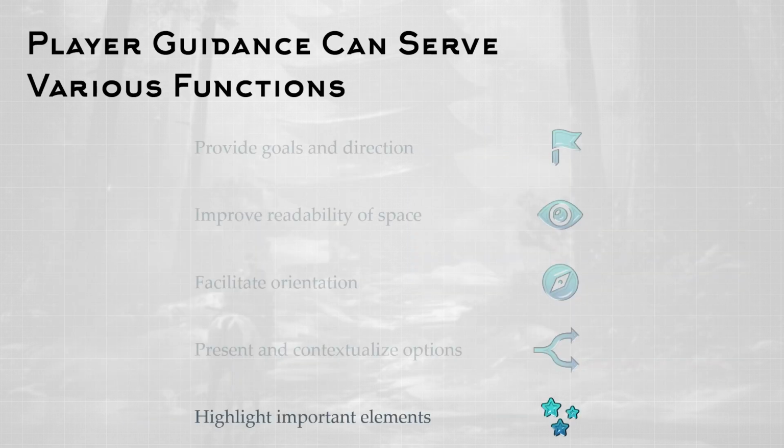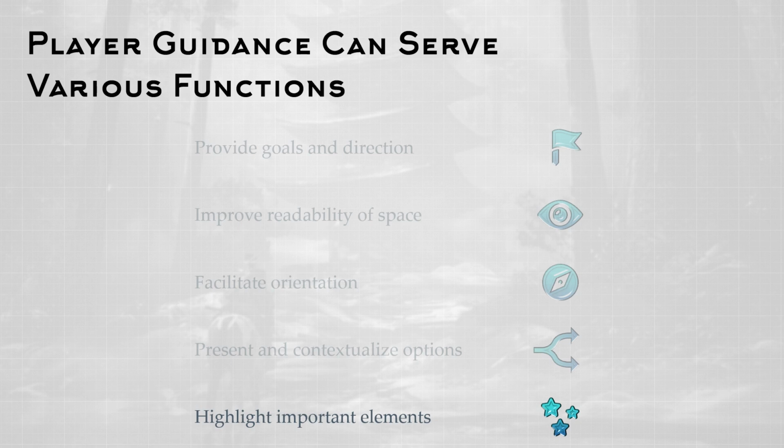And as the last function of player guidance, you can certainly use it to highlight different elements that are important in your scene, which can often be done through contrast in terms of color or shape. So for example, if you have a puzzle game in a 3D environment, you could use player guidance to clearly highlight which elements of this game space are part of the puzzle. So the player doesn't waste time trying to figure out what is part of the puzzle, but can actually dedicate their mental resources to figuring out how to put everything together.